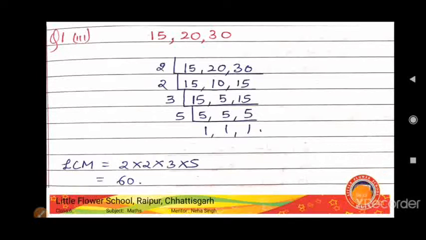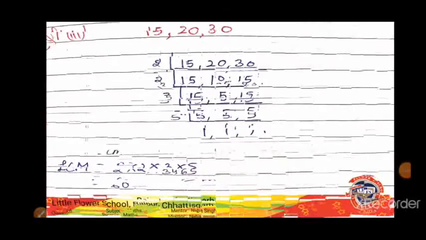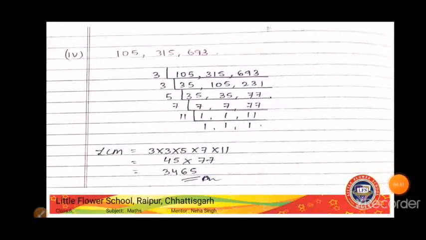Moving on to the next question again. The question is, again you need to find the LCM of 105, 315 and 693, right? So how can we do this? Again we'll start dividing the numbers.